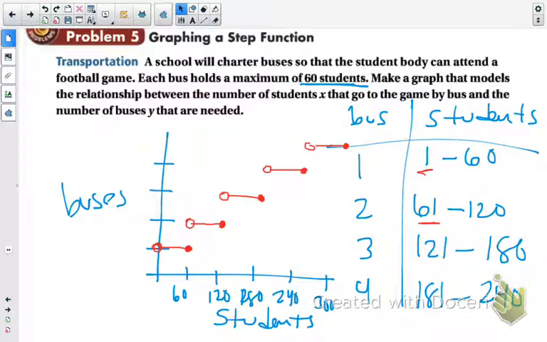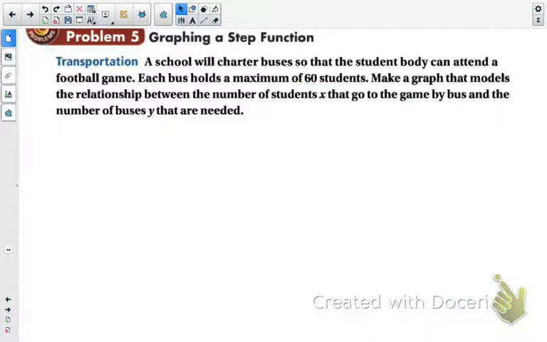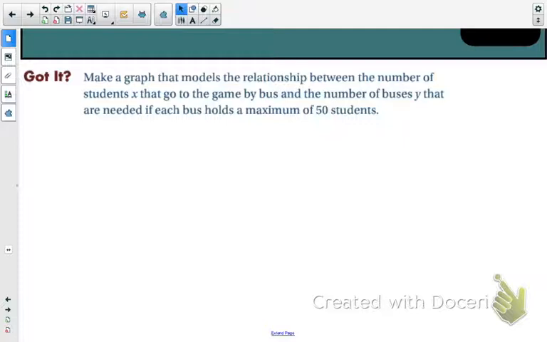Basically it just looks like a bunch of steps. And you have an open circle on the left, in this case, and your closed circle on the right. Okay, so go ahead and try this one. This one is basically talking about the same thing, except now you have smaller buses, so it's a maximum of 50 students. So go ahead and try to graph this, and I will do it as well. So pause this in 3, 2, 1, pause.